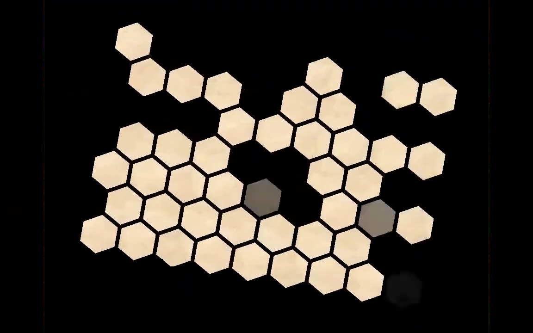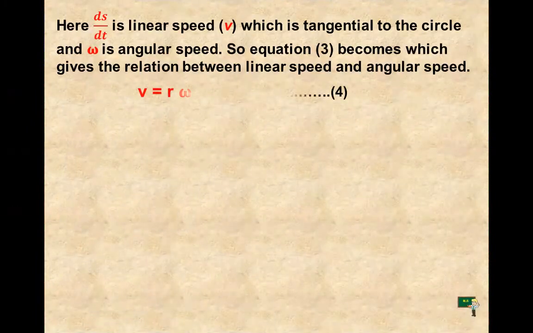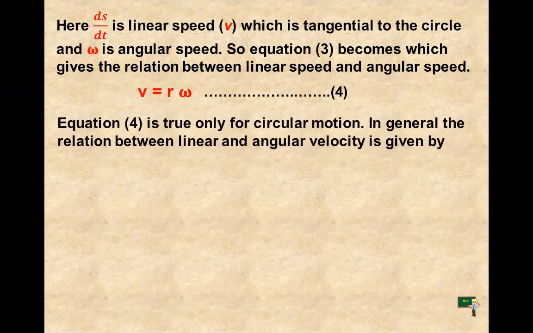Here ds by dt is the linear speed, that means velocity, which is tangential to the circle, and omega is the angular speed. So equation number 3 gives the relation between linear speed and angular speed. So v is equal to r into omega. We put this as equation number 4. And equation 4 is true only for circular motion.